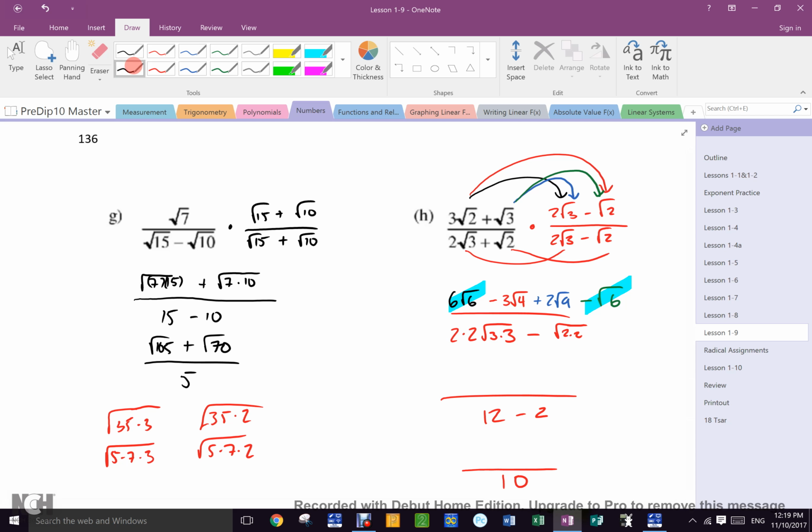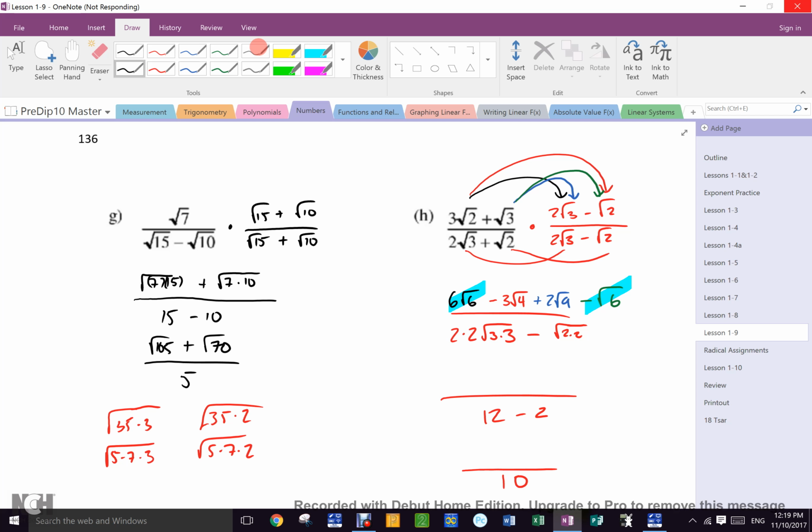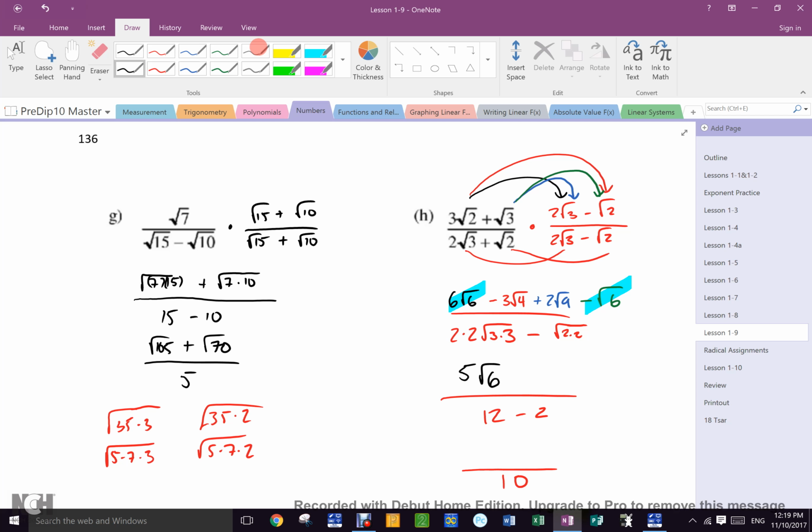Simplify it to what? 5 root 6. And what should I do with? It will be sexy and green in a second. In a second. In a few seconds. In a little while. Sooner or later. There you go. Where's the sexy green? Oh, there it is.